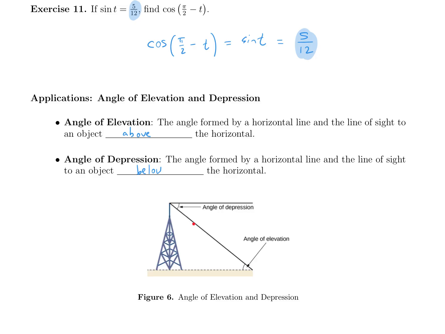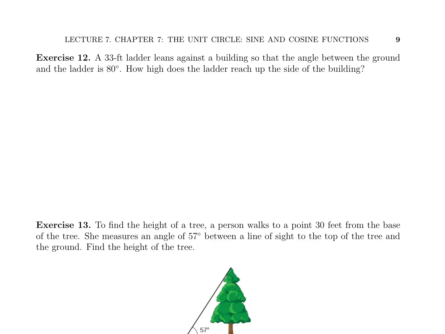No, I'm sorry, your line of sight is down to the ground, and your horizontal line is up here, so you're looking below the horizontal line, so that's the angle of depression. If your vantage point is down here and you're looking up, then that means this would be an angle of elevation, because you're looking up and the horizontal is down below. Okay, let's go ahead and go to the next page to do an example.